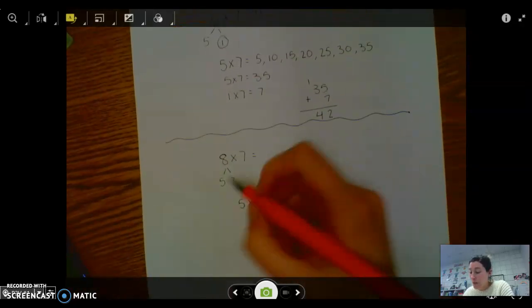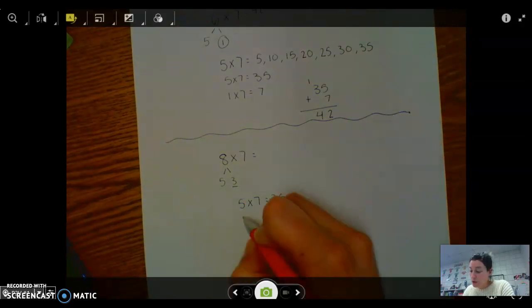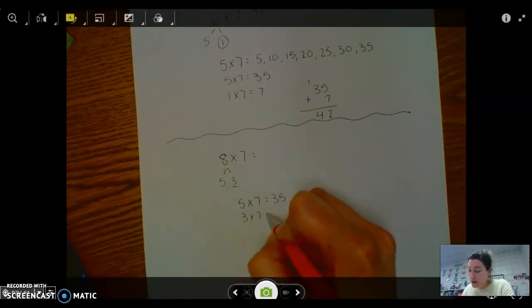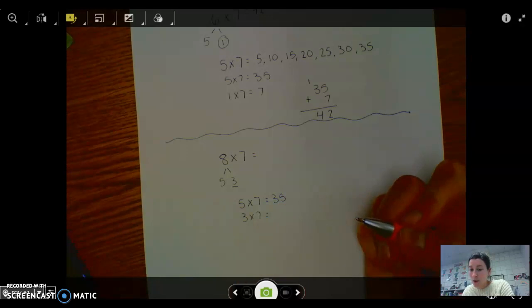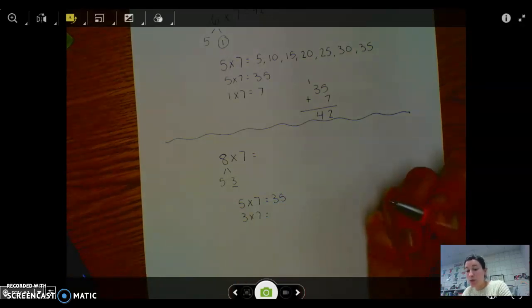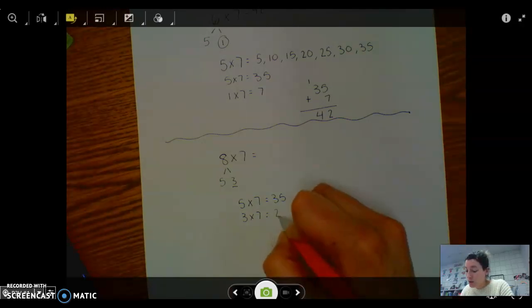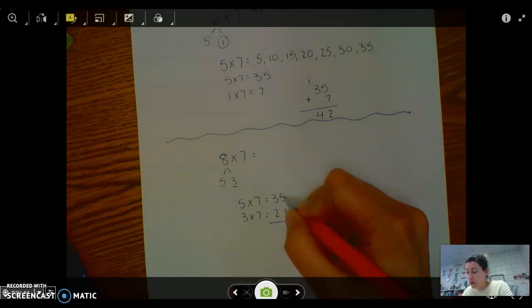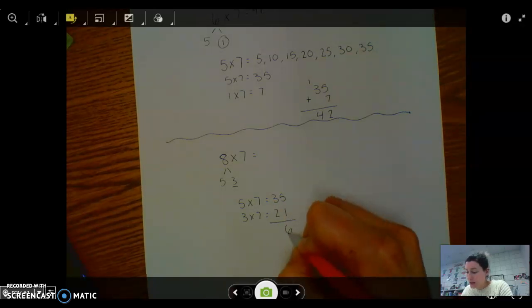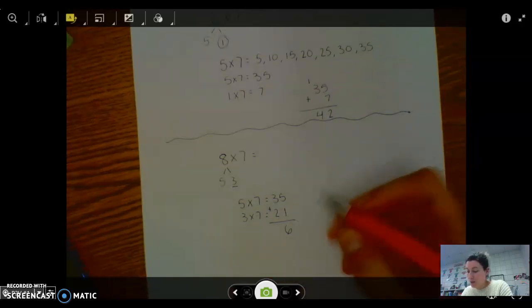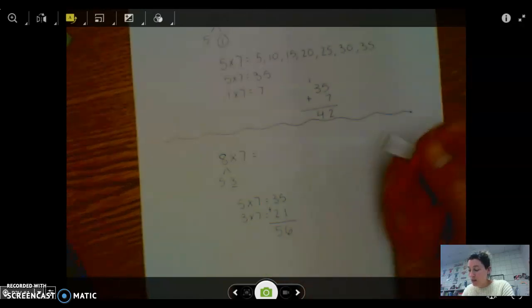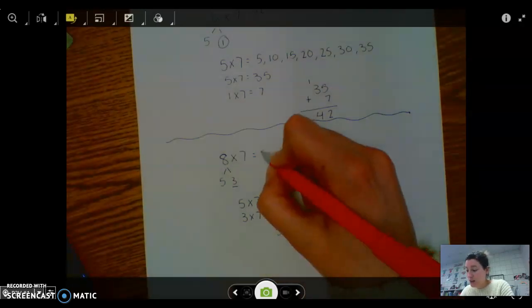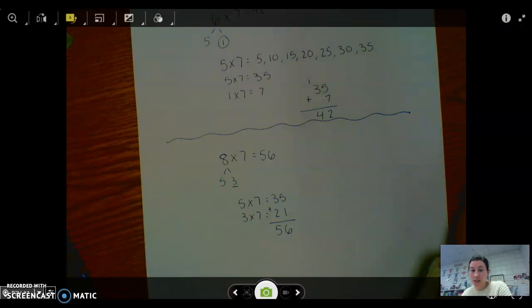Okay. But I still have 3 groups left over. So I'm going to do 3 times 7. Well, I know 7 times 1 is 7. 7 times 2 is 14. So 7 times 3 is 21. 5 plus 1 is 6. 3 plus 2 is 5. So I know that 8 times 7 is 56.